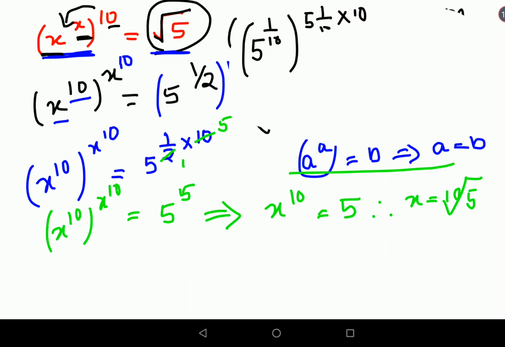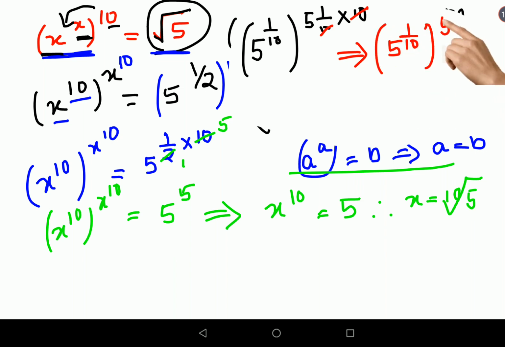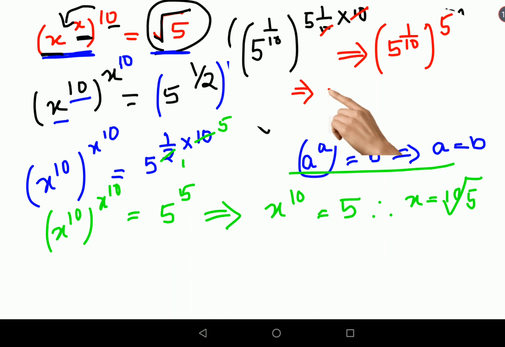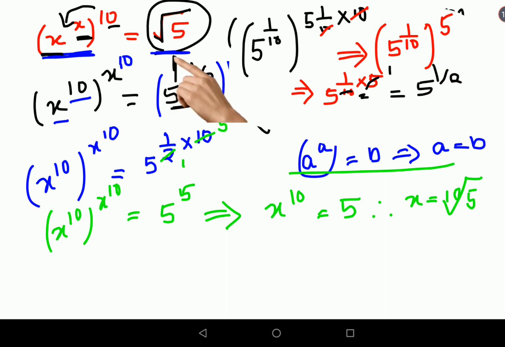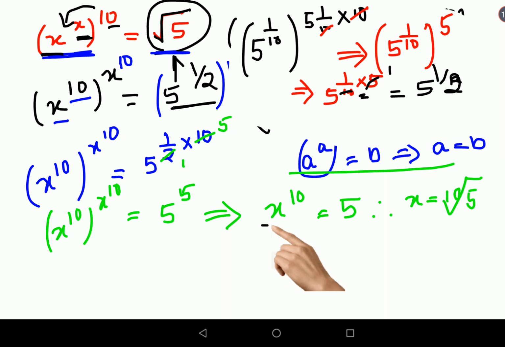So what happens in this case is this 10 and this 10 get cancelled. I am just left with 5 raised to 1 upon 10, the whole raised to 5. This eventually comes out to be 5 raised to 1 upon 10 into 5. So now if you see, this is again getting cancelled. So this is coming out to be 5 raised to 1 upon 2, and that is nothing but just root 5. So I hope you all have understood how to solve this question and also how to cross verify it.